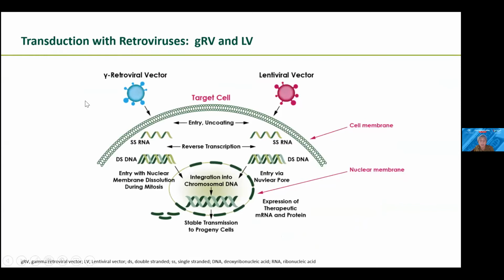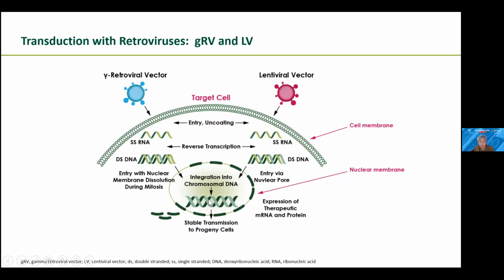I'm often asked the differences between these two constructs, so I thought I'd go into it a little bit more deeply. As I mentioned, this is a mouse leukemia virus. This is a human immunodeficiency virus. For human gene transfer, this is a little less host-cell restricted compared to these gamma retroviral vectors. However, they are very similar in that they are both single-stranded RNA genomes that are reverse transcribed into double-stranded DNA that will eventually be integrated into the target cell chromosome.